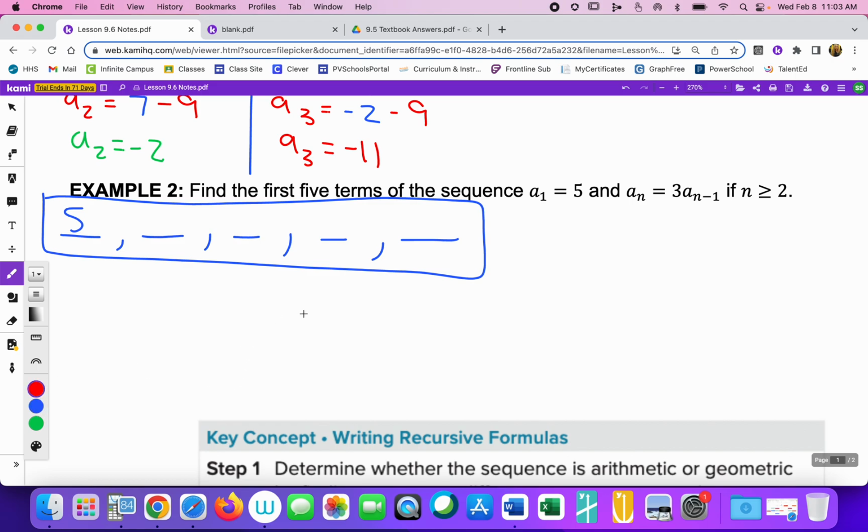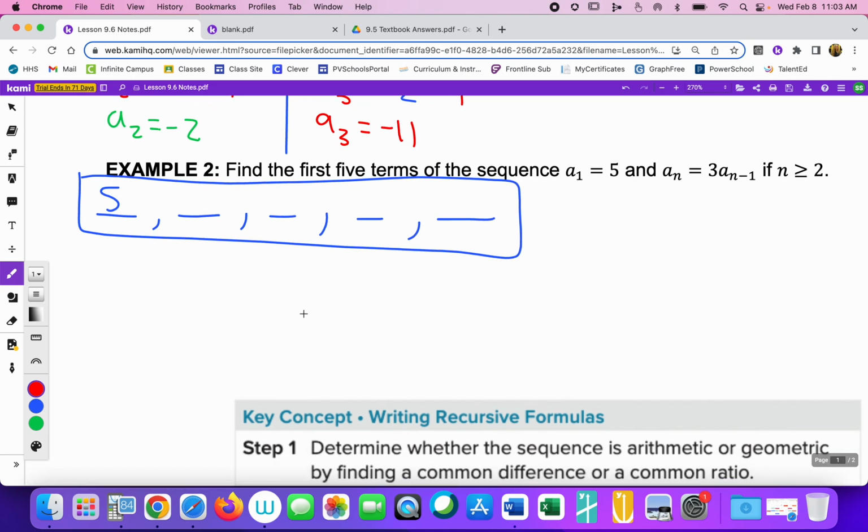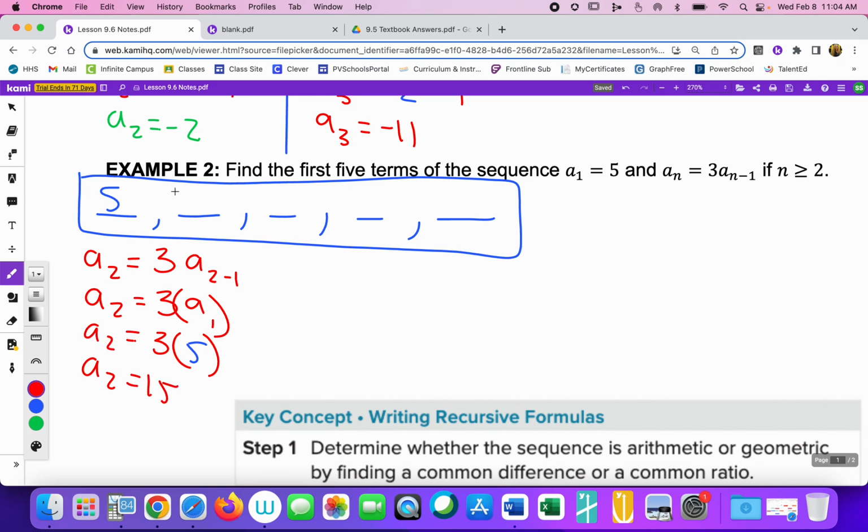So our formula looks a little bit different this time. So let's find our second term. So it's 3a sub 2 minus 1. So this becomes what? Okay, so 3 times our first term. The first term is 5. Okay, so if you need to use parentheses, you do that too. It's 3 times the first term. So that would be 3 times our number up here, 5. And 3 times 5? 15. 15. Okay.